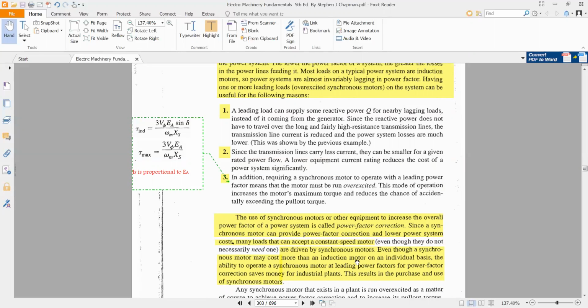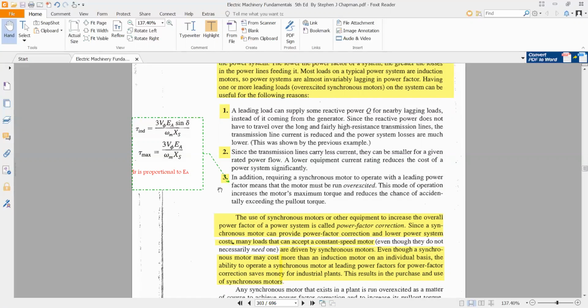Part 2. Since the transmission lines have to carry a smaller amount of current, they can be smaller for a given rated power flow. It means we can use smaller diameter transmission line conductors, which will result in lower cost of the transmission line and ultimately reduced cost of the power system.